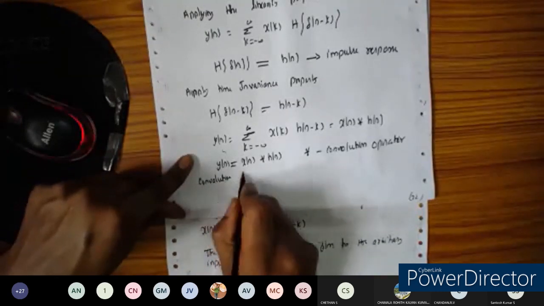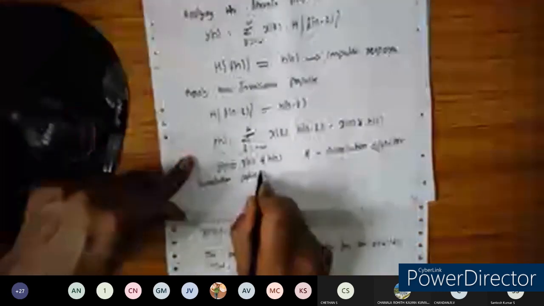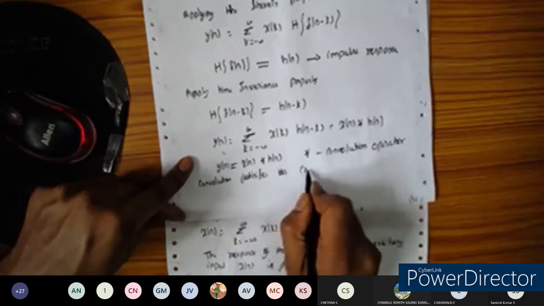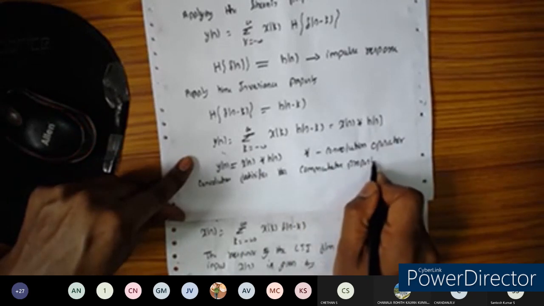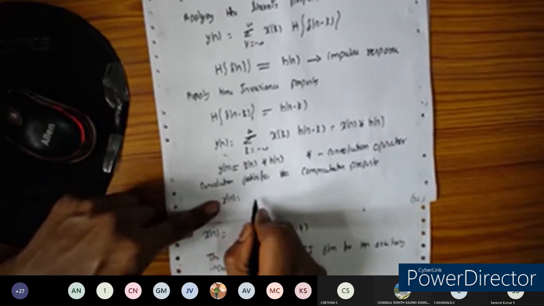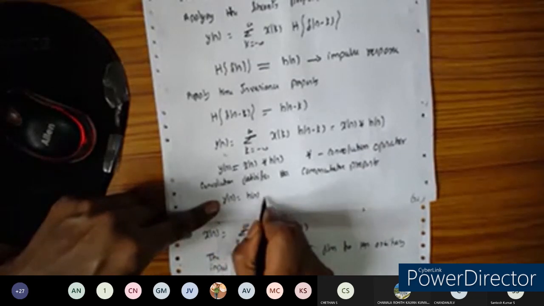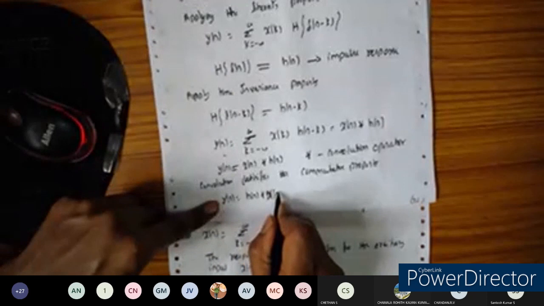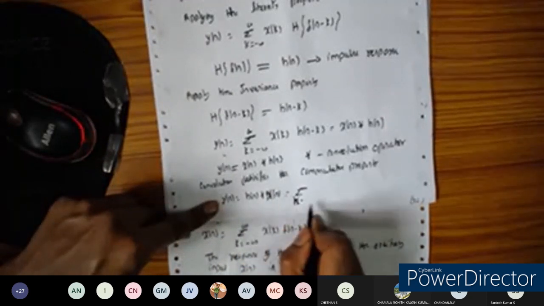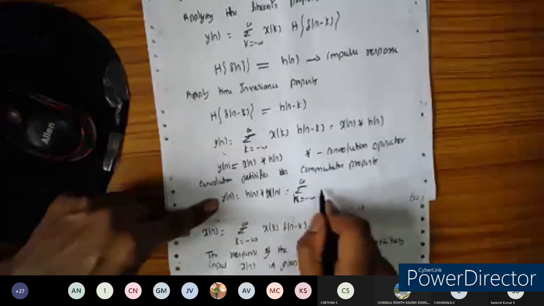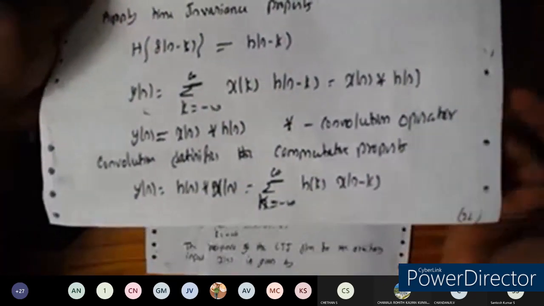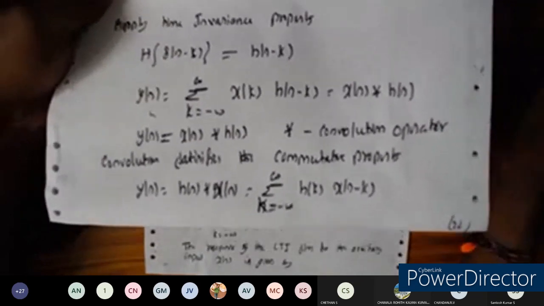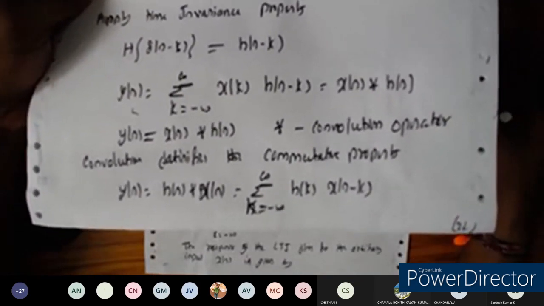Commutative property is nothing but y of n is equal to h of n convolution with x of n, that is, we can have the shift in x of k, so that is h of k into x of n minus k. We can have the shift here. So this is the convolution property, and it is going to satisfy the commutative property.